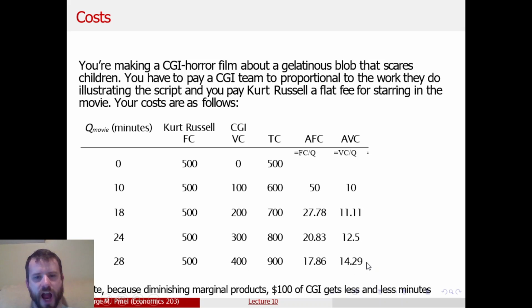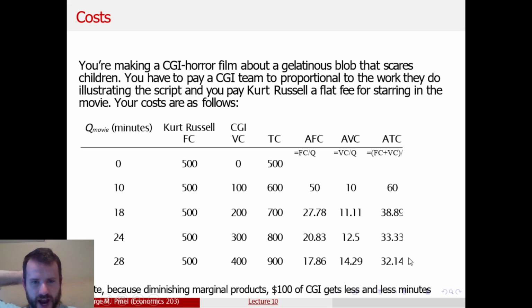And if I asked you for the average total cost, you could just add these two up. So 60, 38.89, 33.33, etc.